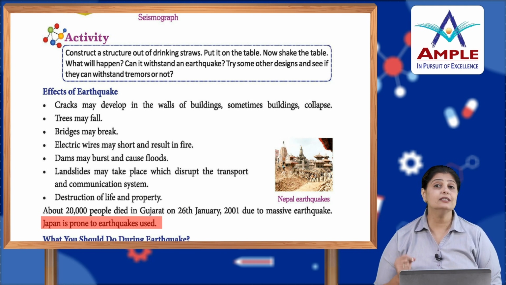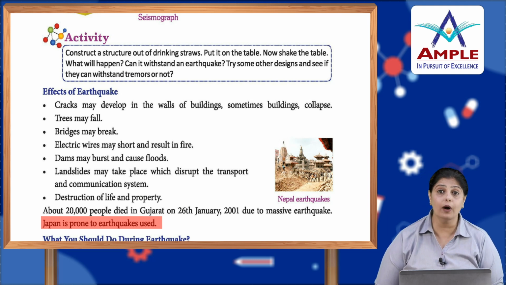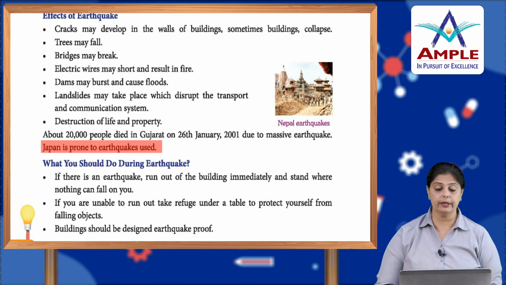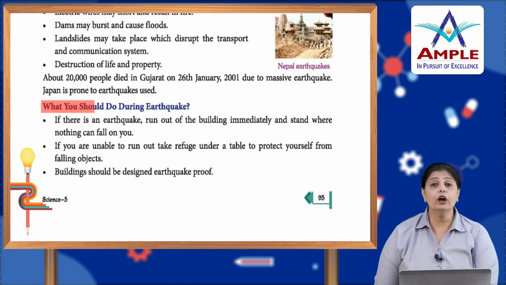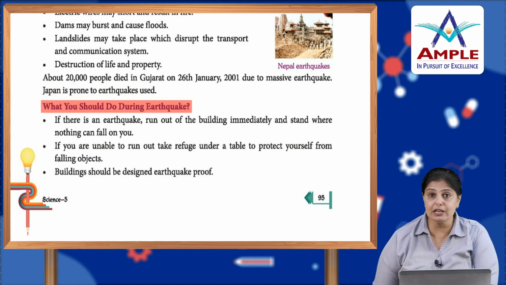One such high intensity earthquake happened on 26 January 2001 in Gujarat, and many people lost their lives and lots of property was destroyed. Now, what should you do in case of an earthquake? What are the precautionary measures to be taken if an earthquake occurs?